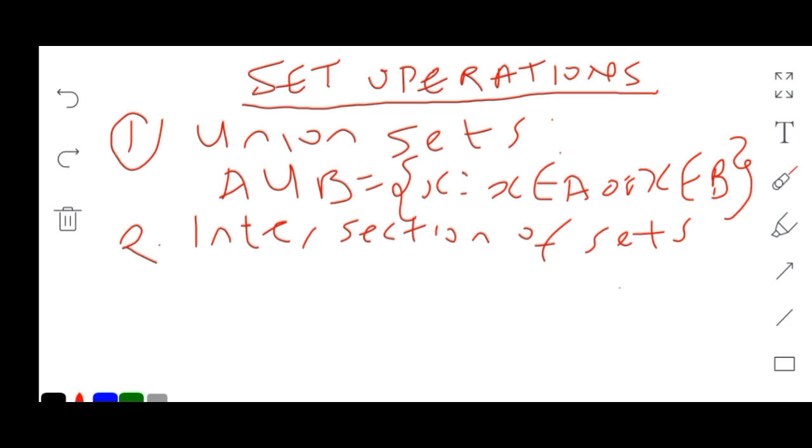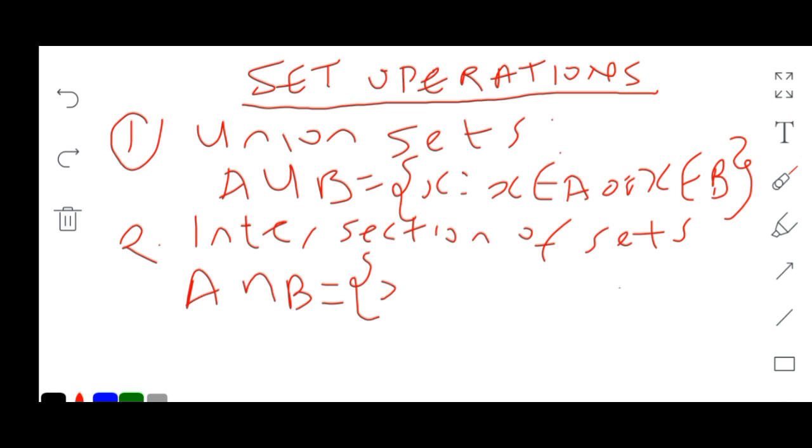Intersection of sets. We talked about that one too. The intersection of sets A and B is the set containing all the elements that belong to both A and B. And it is represented as A intersection B. Talked about that one the other time. So let's write it like that too.